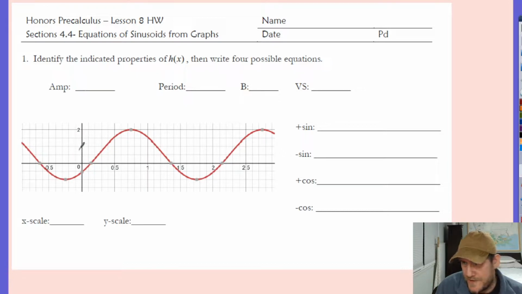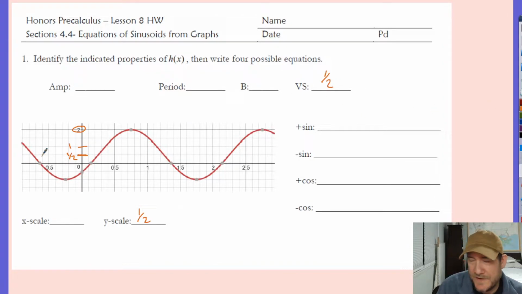lot of the mistakes that people are going to make is they're going to glance at something like this and say the midline is right here, which is up by a box, so they're going to tell me the vertical shift is 1, and whoopsies, that's wrong, because our y scale, this is 2 right here, so this is 1, this must be a half. So our y scale is a half, which means our vertical shift is not 1, it's a half. So messing with the scale is something you better be ready for.